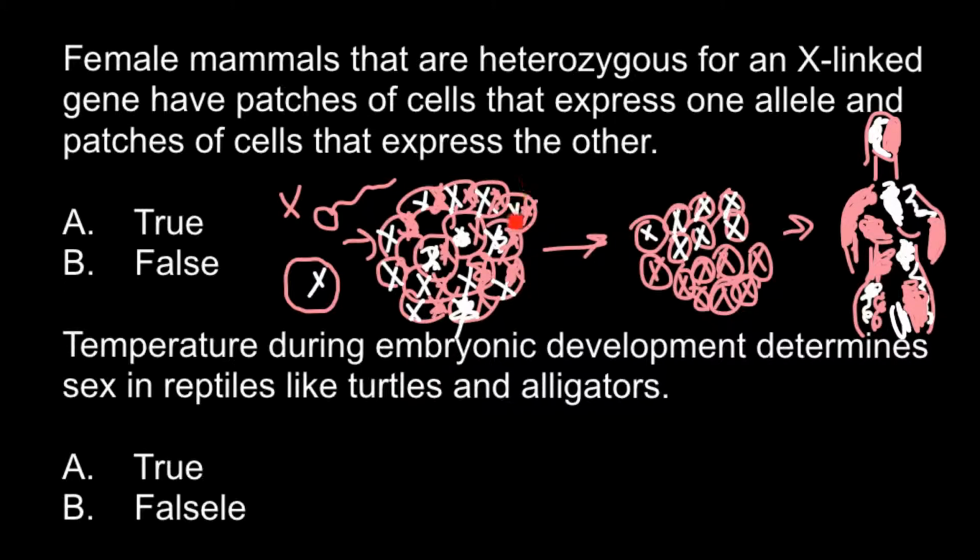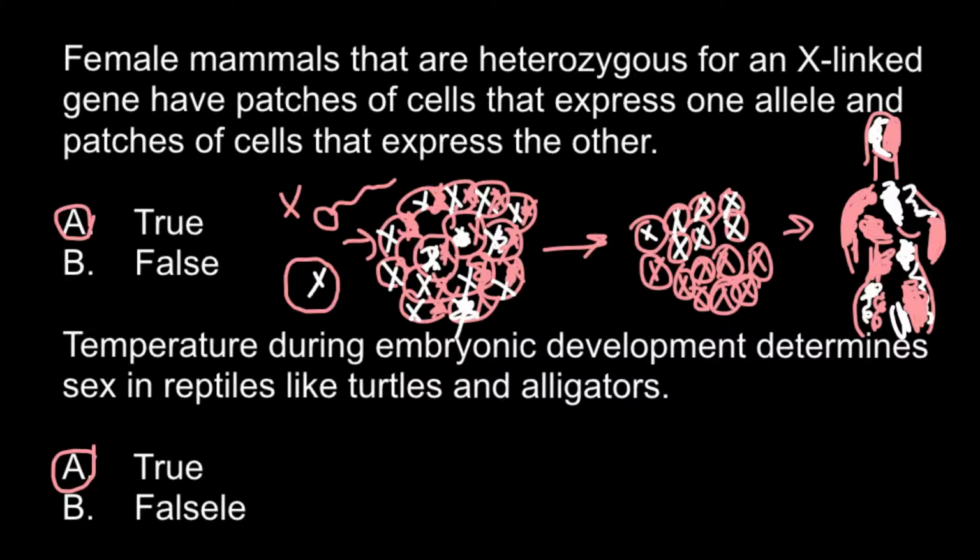Once the cell deactivates one of its X chromosomes, that cell and all the following cells, when they reproduce and replicate, would also have the same X chromosome deactivated. Next question. Temperature during embryonic development determines sex in reptiles like turtles and alligators. And this is true.